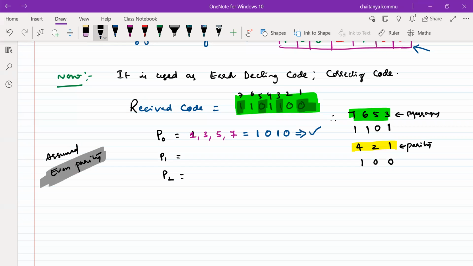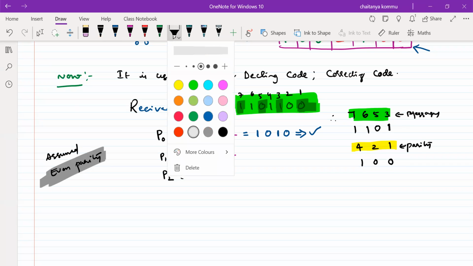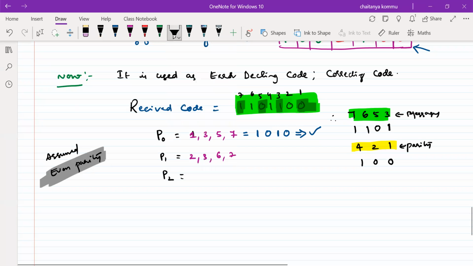Next one is P1. So the second bit positions are required. First 2 are required, right? 2, 3, 6, 7. So that means we have to use these 2 positions. These 2 positions are required. So what is this value then?